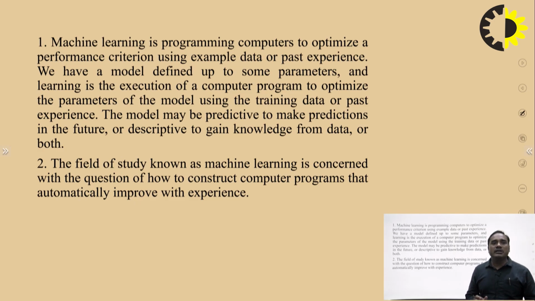The field of study known as machine learning is concerned with the question of how to construct computer programs that automatically improve with experience, because the machine is hungry for data. A machine understands only data. If the data is accurate and up to date, then the model is properly trained, and on that basis it will give the output. So the data set is a very important part of machine learning, as well as what type of domain and what type of model you are using. Some models give good results and some do not, even on the same data. It depends on the model features or characteristics.